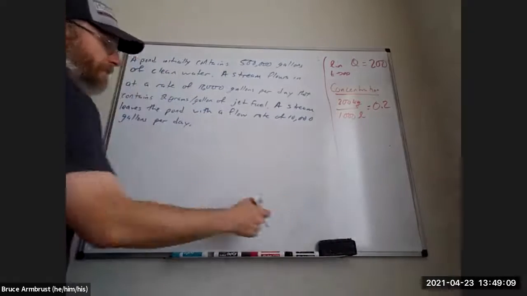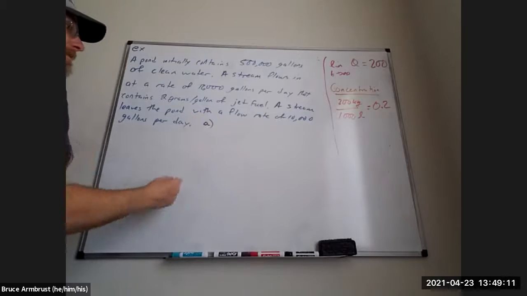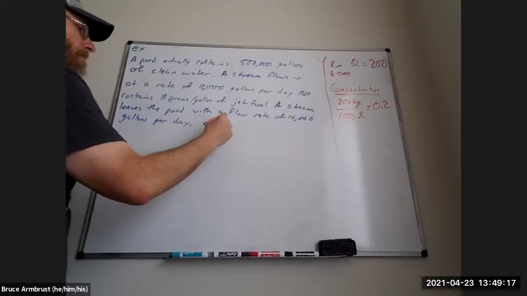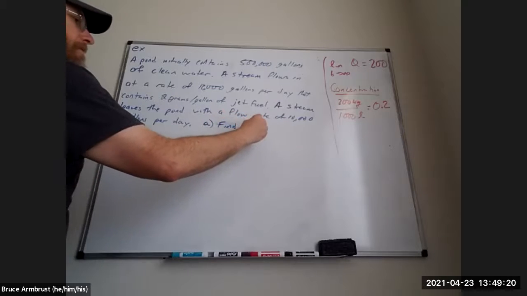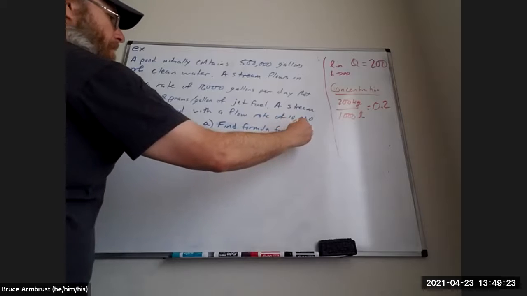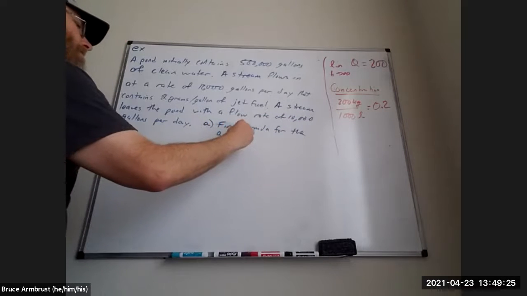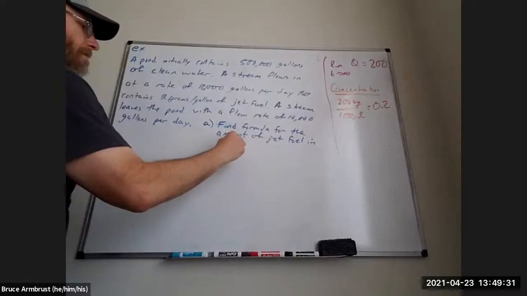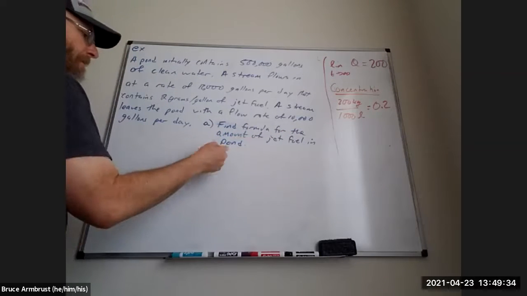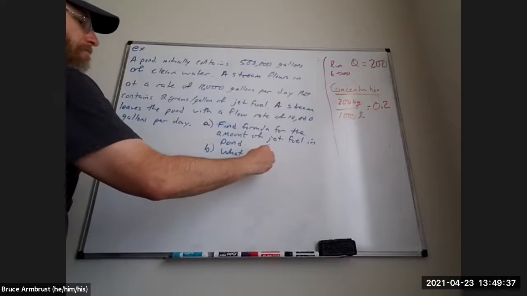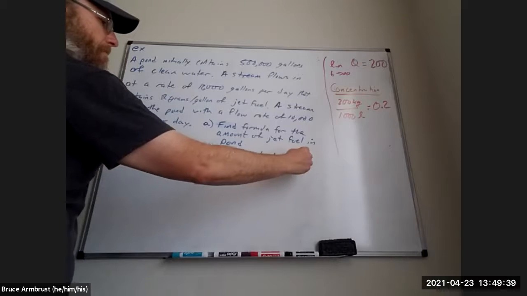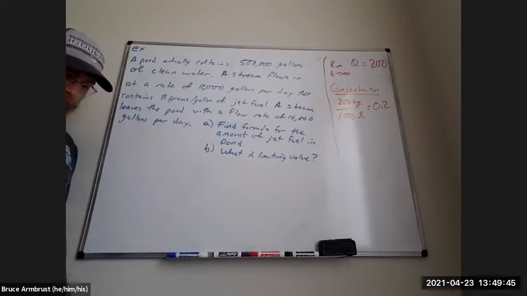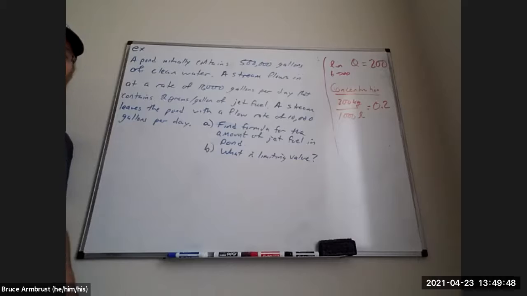And so we're going to actually answer the same two questions. Okay, there's going to be part A: find the formula for the amount of jet fuel in the pond. And then part B is going to be, what is the limiting value? So I'll give you a second to write that all down, and then we'll attack this problem.